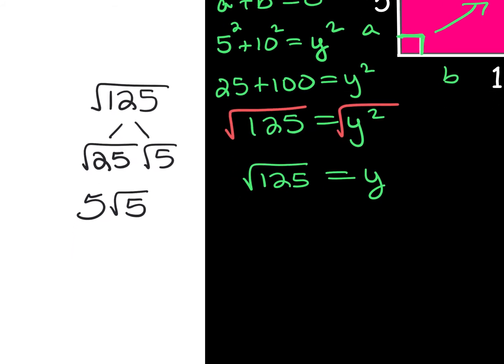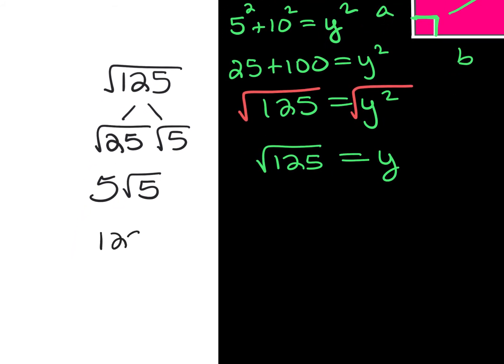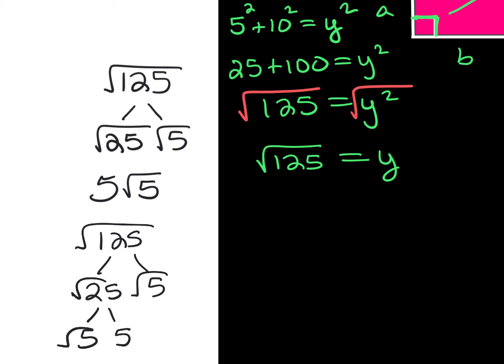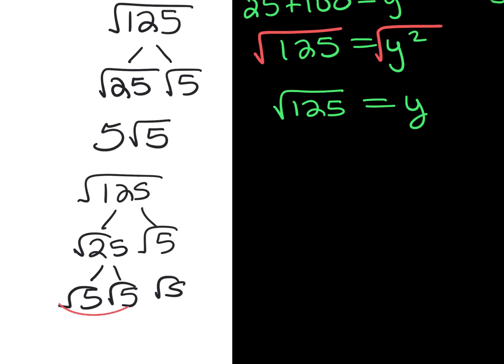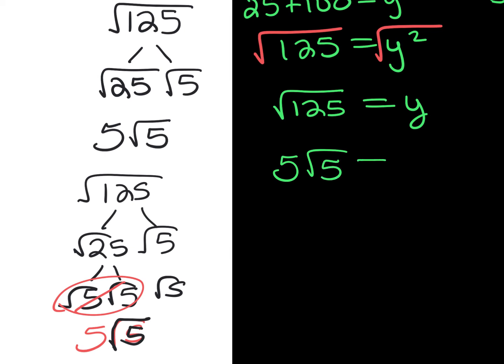Now, if you prefer to keep breaking it down until it's prime, that works as well. 5 and 5 for the 25. And again, only pairs. So I have a pair of 5 that comes out, and that other 5 stayed underneath. So the final answer here is 5 square root 5 is equal to y.